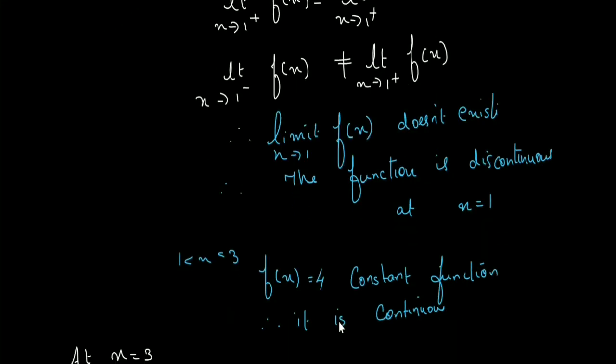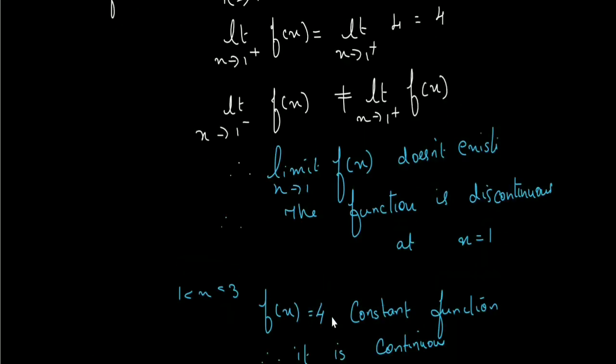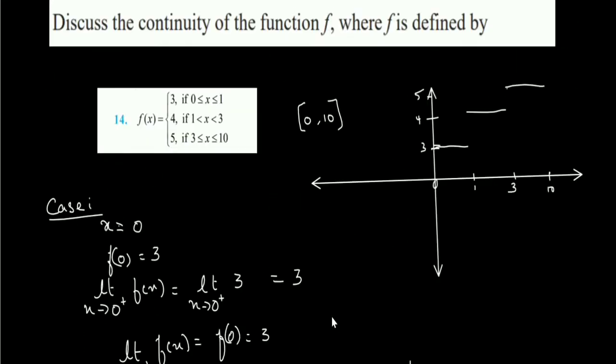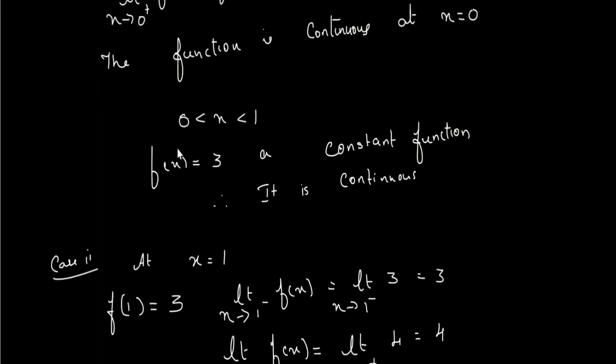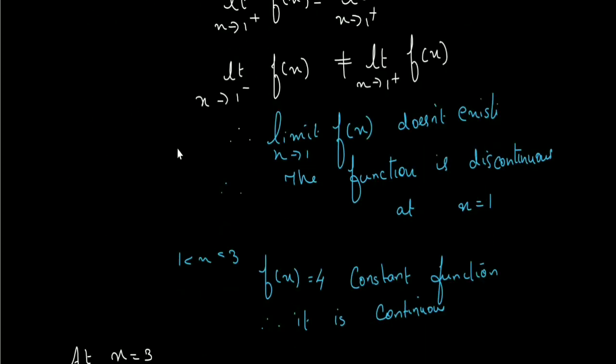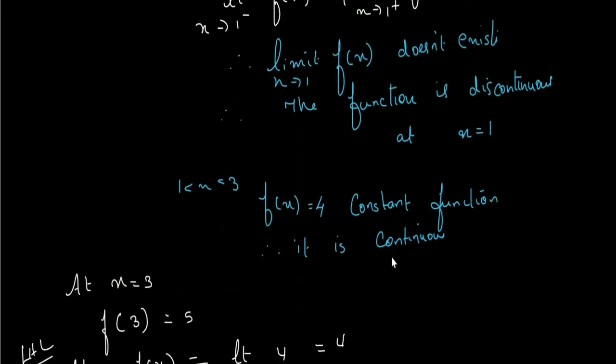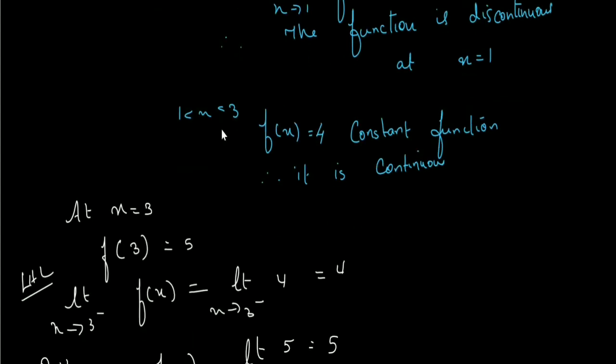Next we have to find from 1 to 3. From 1 to 3 the function is a constant function. From 1 to 3 the function is 4. Therefore the function is continuous, because a constant function, a polynomial function, is continuous everywhere. Up to 3 we have checked.